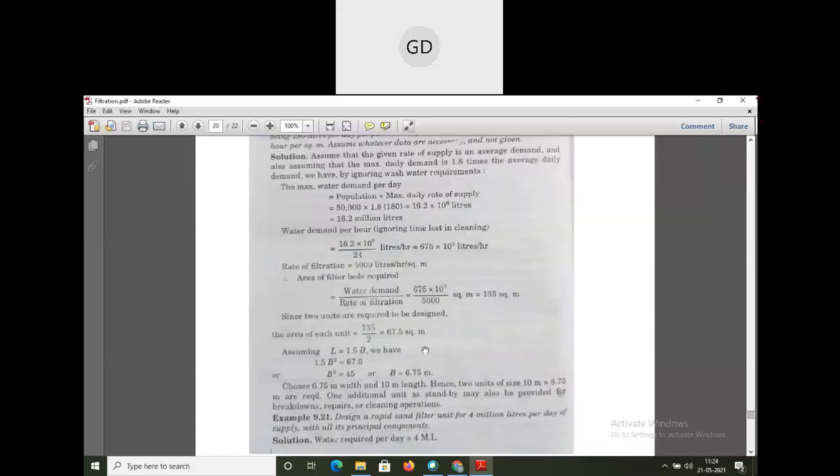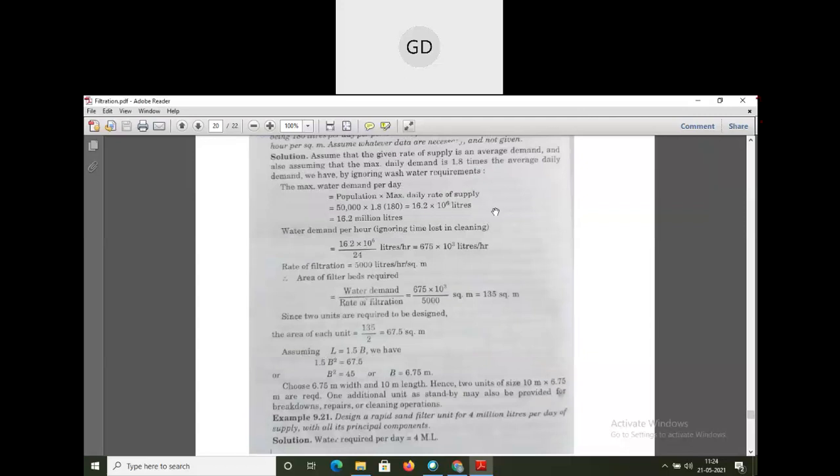Here in the question you have to note one thing. It is given that you have to design a set of rapid gravity filters. That means a set is 2. So you have to design two rapid gravity filter beds. Now you have to find the area for each filter bed. How will you find that? You divide the surface area by 2. Then you get the area for each unit as 67.5 square meter. Now the same thing, you go on with L into B is equal to A, that is area.